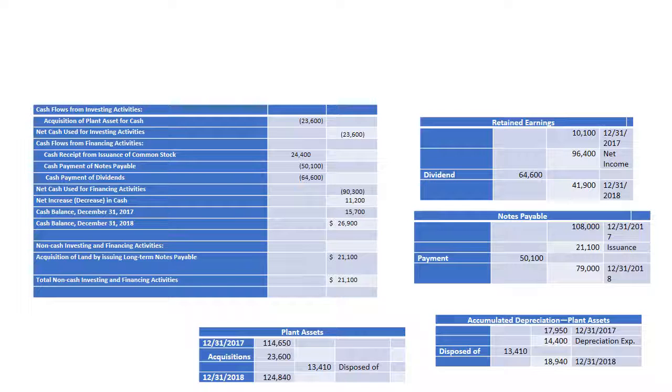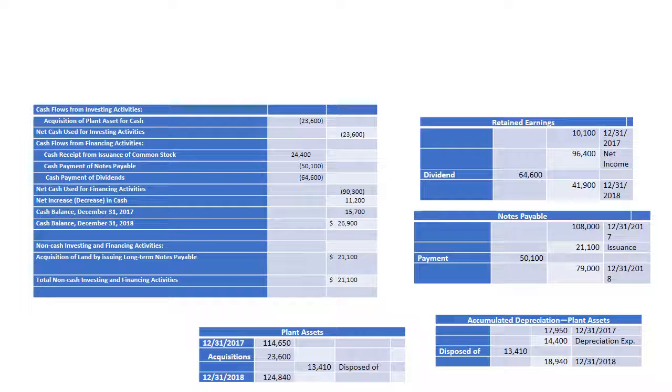No. What happened during the year? The company purchased land with a long-term note payable. So during the year, they actually increased the notes payable by $21,100. So it starts at a balance of $108,000. They added $21,100.